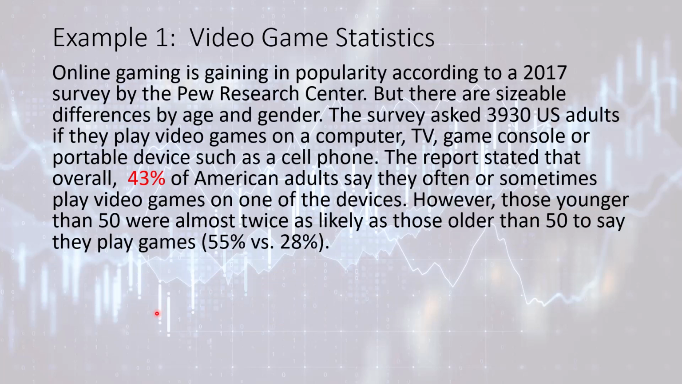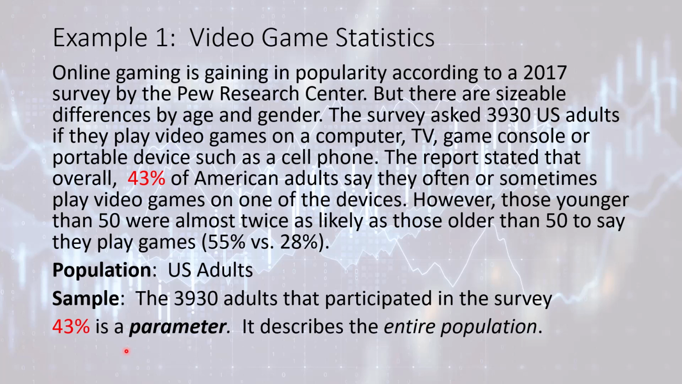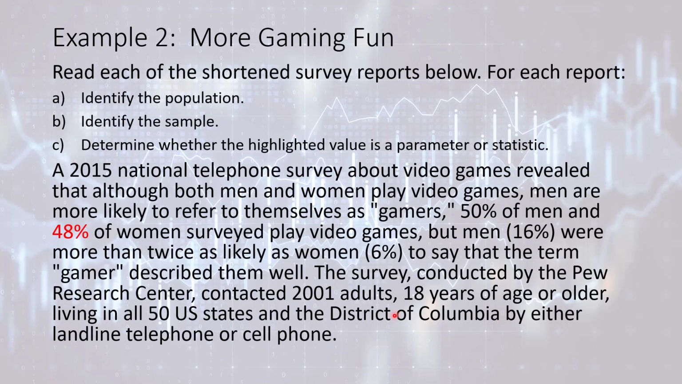So with that in mind, we can say that the population is all U.S. adults, that the sample is the 3,930 that participated in the survey, and since this describes the American adults, this is indeed a parameter because it describes the entire population. Okay, so let's just do one more example. And here it is. Once again, we are going to identify the population, identify the sample, and determine whether the highlighted value is a parameter or a statistic.